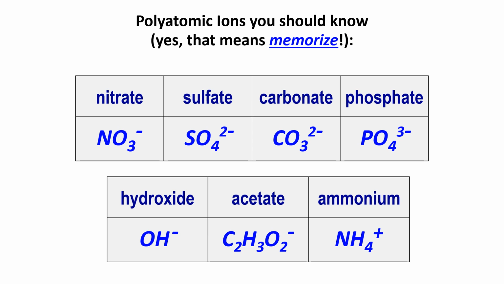It is in your best interest to remember all of these polyatomic ions. They are not exhaustive. There are many more polyatomic ions, but these are the 7 that are most abundantly used in basic chemistry, that we see very often. So make sure that you either memorize them or at least recognize them in a compound when you see them.